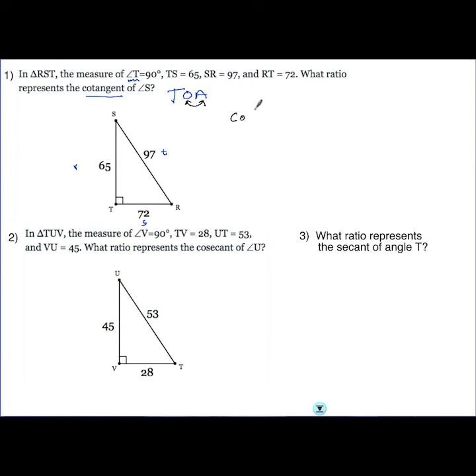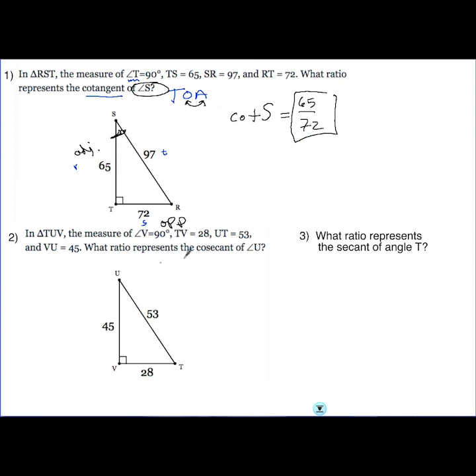So we'll start off with cotangent. It says angle S, so I'm going to circle angle S right here. So cotangent of angle S equals. And now instead of opposite over adjacent, I'm going to go adjacent over opposite. So I'll label my sides. This is my adjacent side. This is my opposite side. So it's 65 over 72. And that's it. I'm not really doing too much more after that. All I'm doing here is just simplifying that fraction. If it's simplified, then we're good to go.